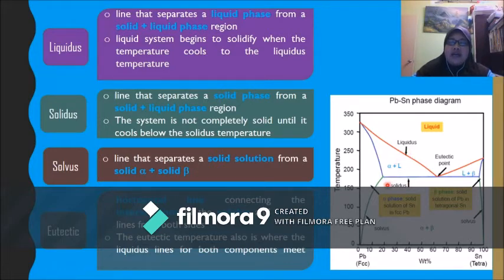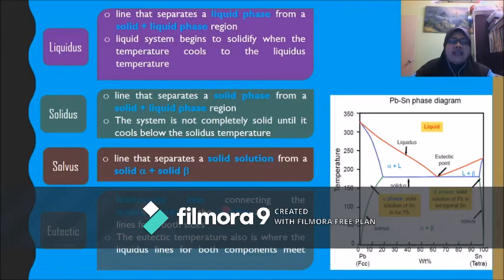Then, what is solidus? Solidus is the line that separates a solid phase from a solid plus liquid phase region. The system is not completely solid until it cools below the solidus temperature. What is solvus? When we look at the figure, solvus is the green color line. Solvus is the line that separates a solid solution alpha from a solid alpha plus solid beta.